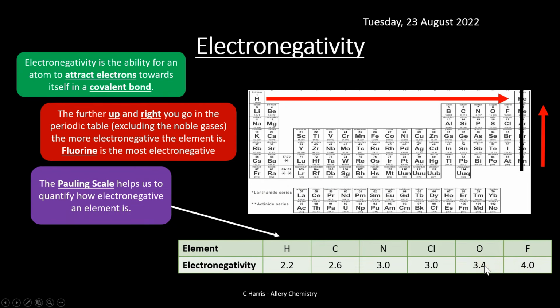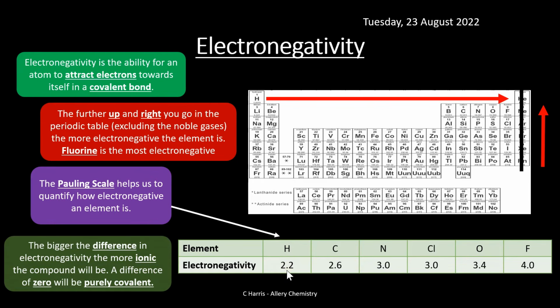And you can see some of these elements, like oxygen, for example, is not quite as electronegative. Chlorine is less electronegative still. Nitrogen, carbon, hydrogen, etc. So these are the values that we give to them. Now, essentially, the bigger the difference in the electronegativity value, the more ionic a compound will be. Okay, so if you've got sodium at one end here, and chlorine at the other, clearly one's very electronegative and the other one isn't. Now, we know that sodium chloride is ionic because the difference in electronegativity is so big.